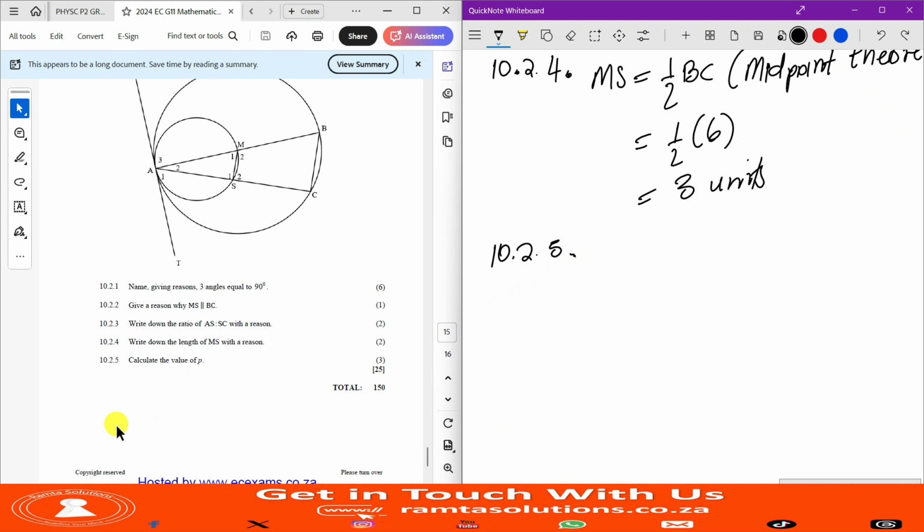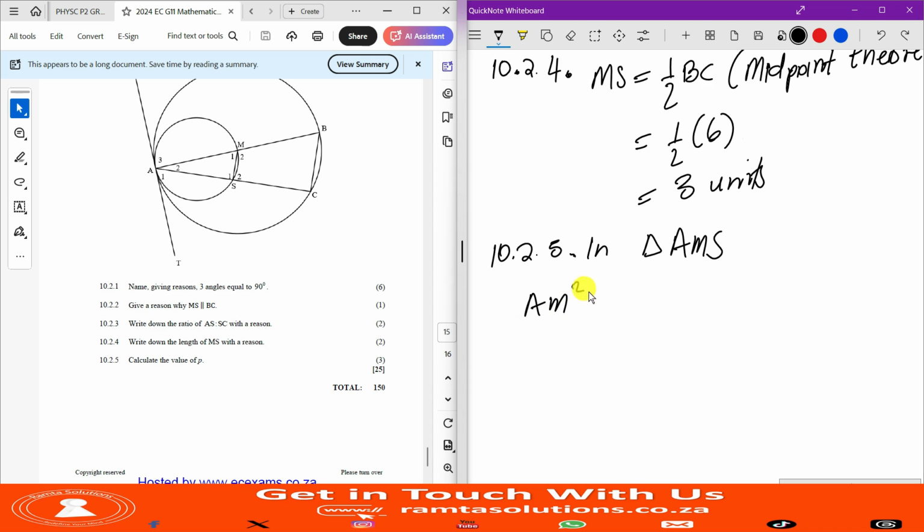10.2.5, calculate the length of P. Guys, you will need to use Pythagoras theorem. So I'm gonna say in triangle AMS, what's the hypotenuse here? It is AM. So I will say AM squared equals MS squared plus AS squared, and why, it's Pythagoras, right? So what is AM? AM, we said it was P.